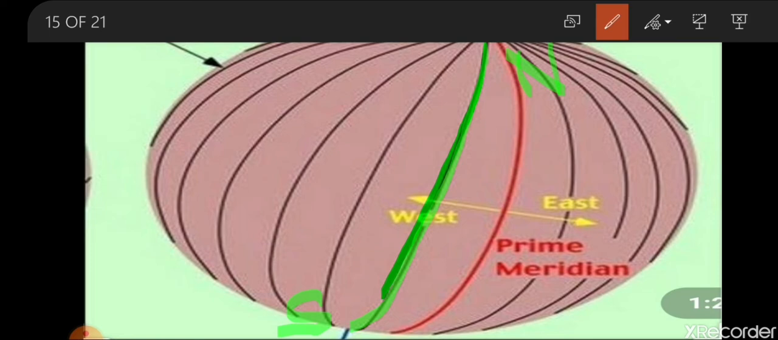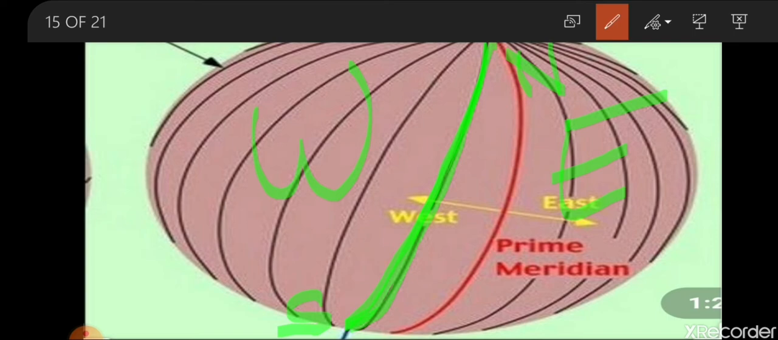Here also degrees are mentioned. So this is the 0 degree line of longitude. This divides our earth also into two equal halves. This one will be the eastern hemisphere and this one will be the western hemisphere. So the 0 degree longitude divides our earth into two equal halves, that is the eastern hemisphere and the western hemisphere.